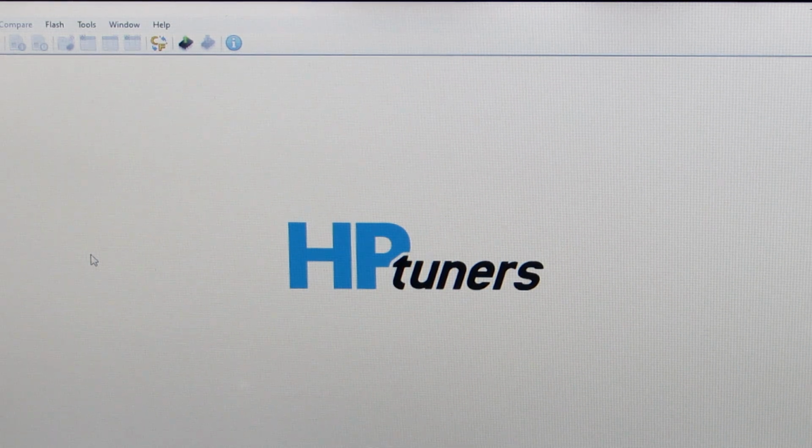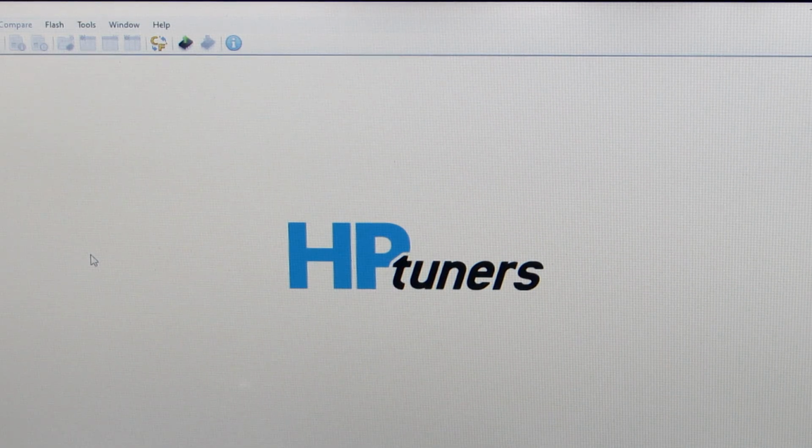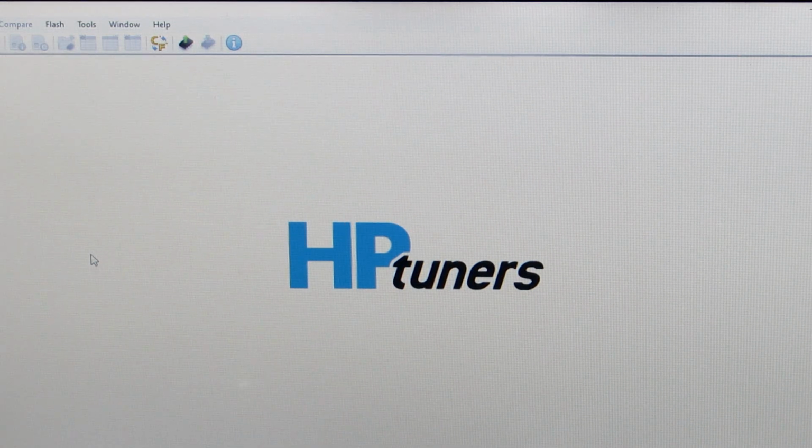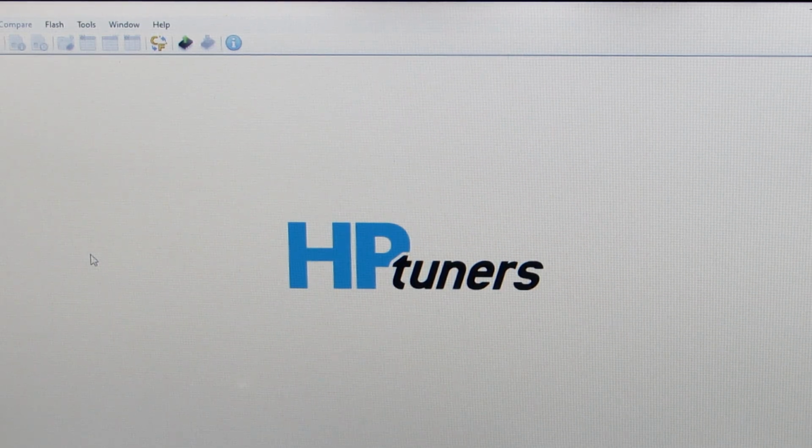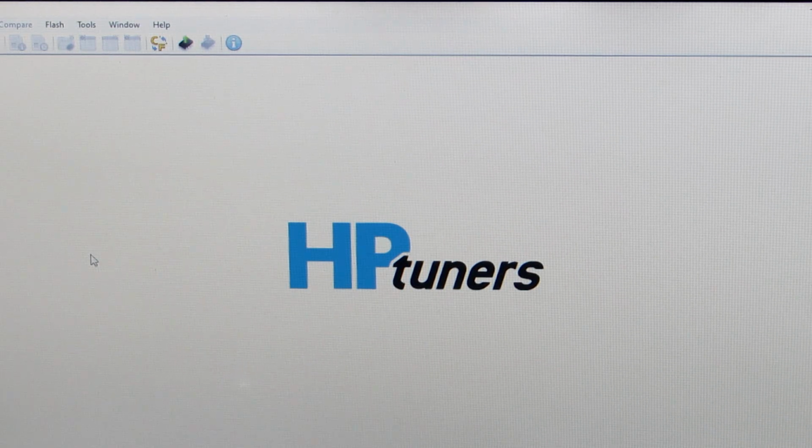Going to cover some basics about scaling your tune using HP Tuners today. There are a few different reasons that you might want to do this. One being exceeding the injector size limits. Another being if you don't want to go speed density, but you want to keep your mass airflow sensor and you've exceeded the hard-coded limits of the sensor. Another would be exceeding the timing table.